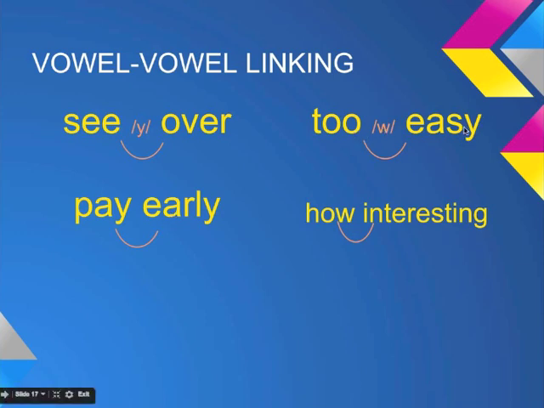Too easy. Now notice we're using the W as our glide. Finally, how interesting. So again, we're using a consonant glide sound to help connect one vowel to the next one.